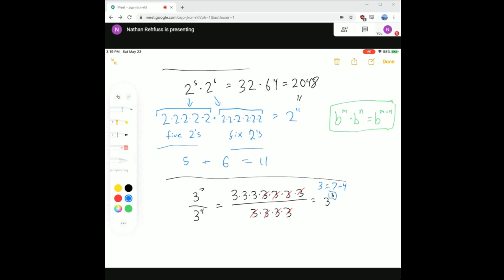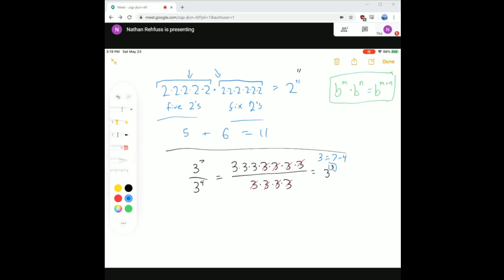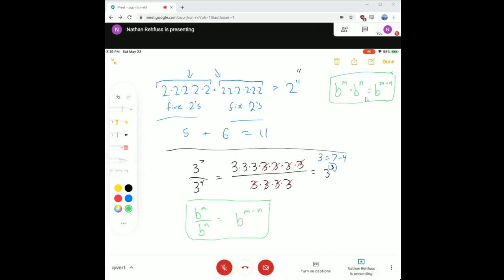Now, like I said a moment ago, there's nothing special about 7, 4, and 3 that made this work. This would work with any 3 numbers. If I have b to the power of m divided by b to the power of n, I'm using b for the base, m and n for my powers or exponents. I'm taking n copies of b away from the m copies of b, canceling them, and I should have m minus n copies of b left. You could call this the quotient property of exponents if you wanted. This top one you might want to call the product property of exponents.